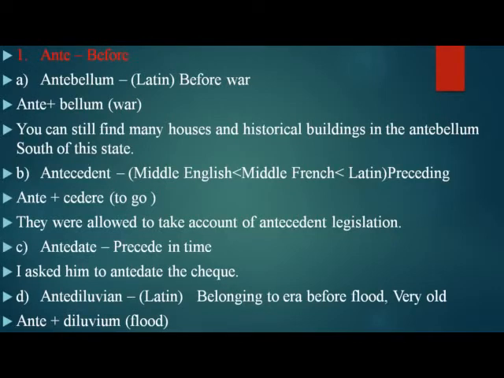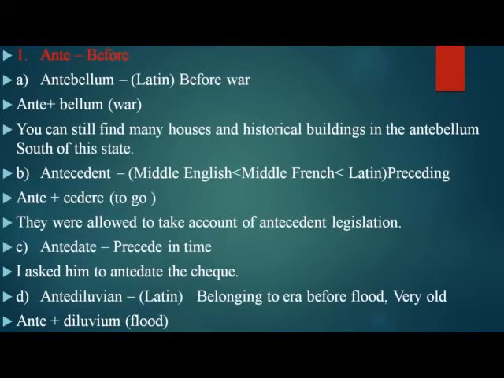Now the third one, C, is antedate, that is ante is before, date is simply date and time. So preceding in time, that is antedate. I asked him to antedate the check. That means what I meant was that it should be before time, or preceding in time, what the actual date was, not writing that date. It should precede in time or the date should be some days before. So that's what it means, antedate.